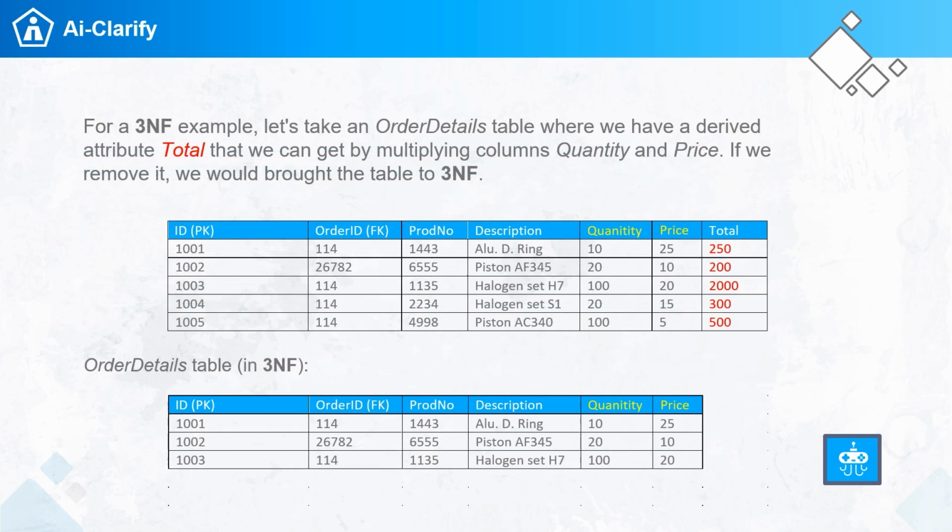For another, more proper 3NF example, let's take an order details table where we have a derived attribute in the column total. Its value we can easily get by multiplying the columns quantity and price. The rule of 3NF says that we should not have derived attributes. If we remove it, we would bring the table to 3NF, or third normal form. So here is the order details table in 3NF.